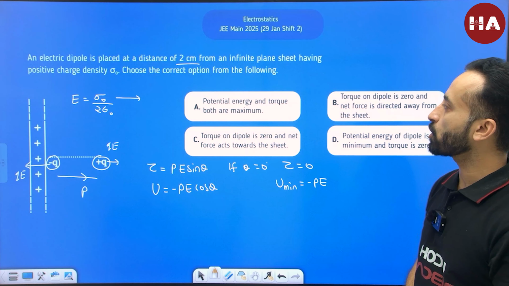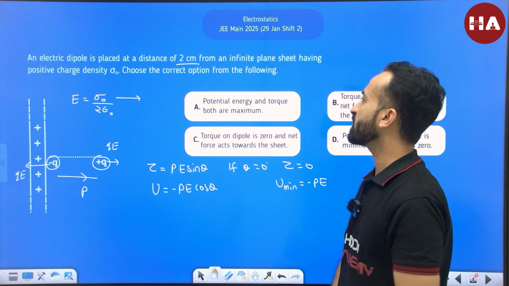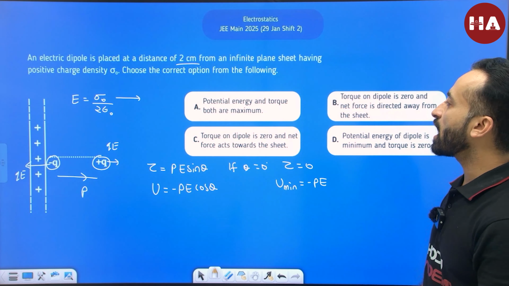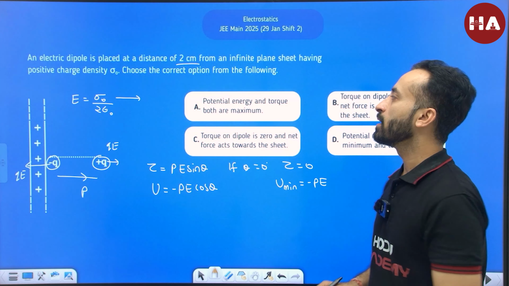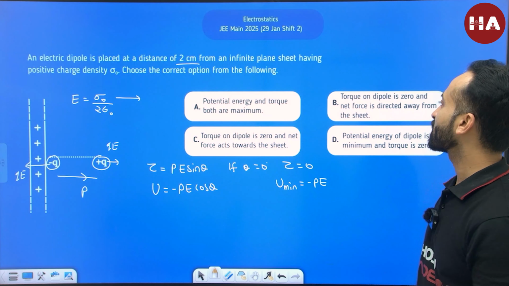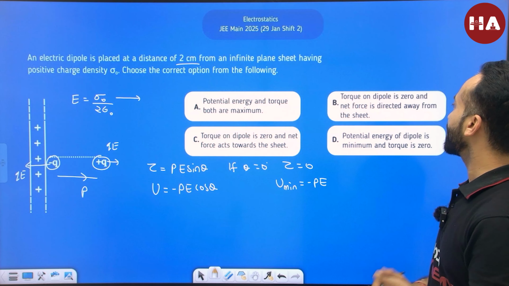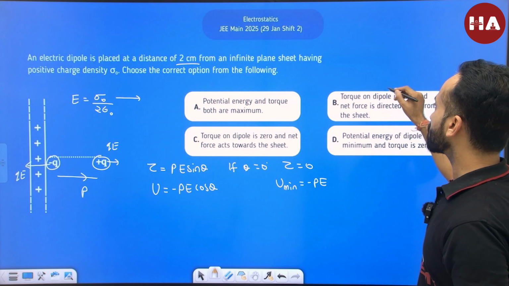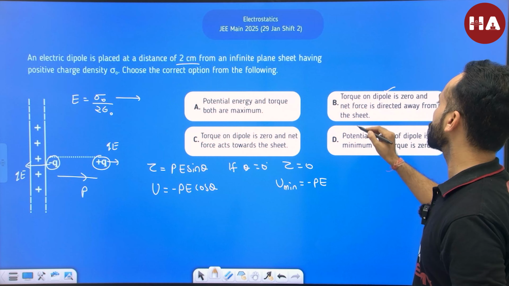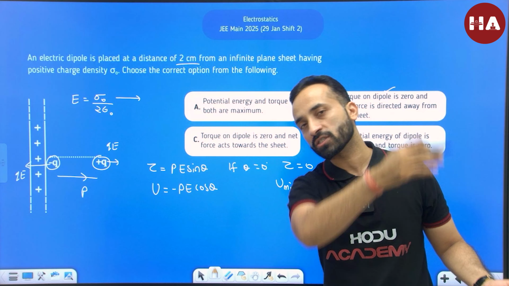Now let's look at the options. First option, potential energy and torque both are maximum. That's not true, students. Both are not maximum, in fact. So this is absolutely false. Torque on dipole is 0 and the net force is directed away from the sheet. Torque is 0, all right, but the force is not directed away from the sheet. In fact, the force is 0 itself.